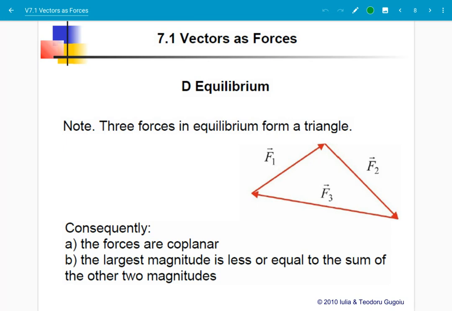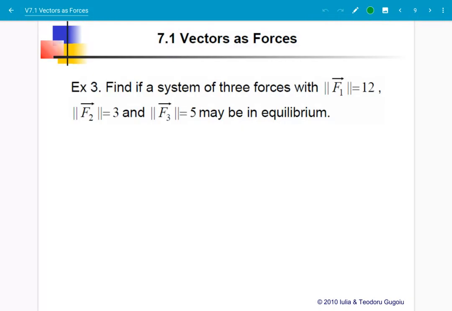And the largest magnitude, so visually that looks like F3, can't be bigger than F1 plus F2 because then it can't form a triangle. So F3 in this example looks like the biggest. The magnitude of F3, force 3, has to be less than the total of the magnitudes of force 1 and force 2. Find if the system of three forces may be in equilibrium. Well, 12 is much greater than 3 plus 5. So impossible to be in equilibrium.